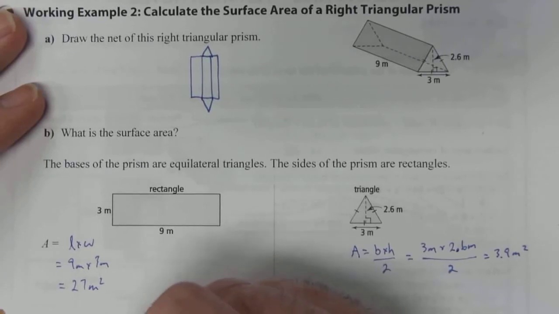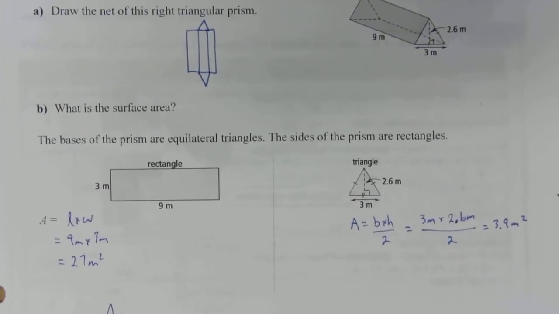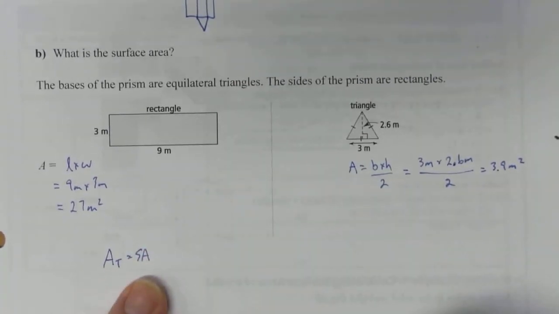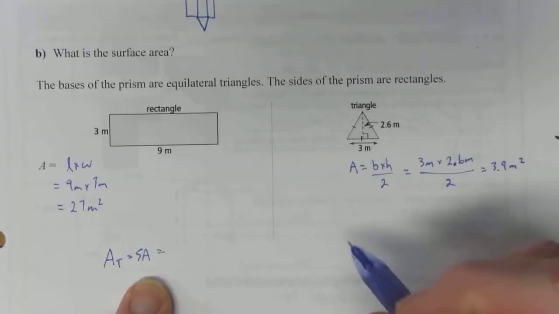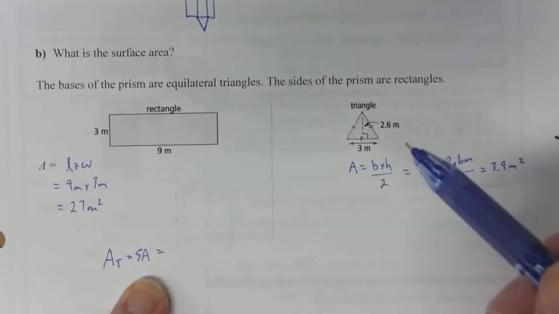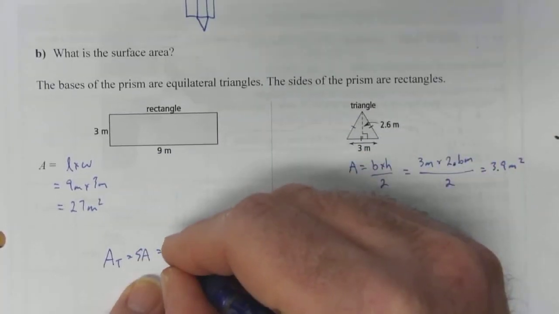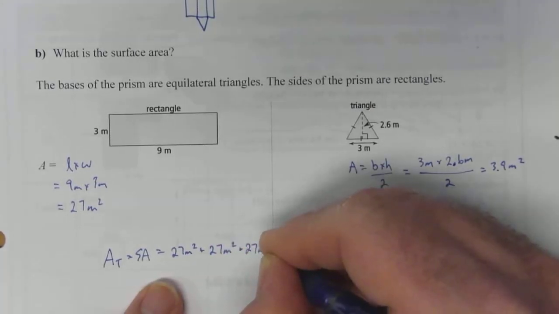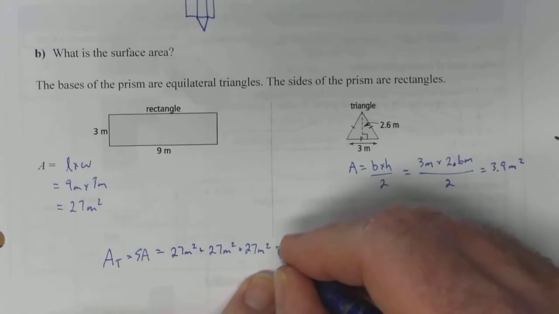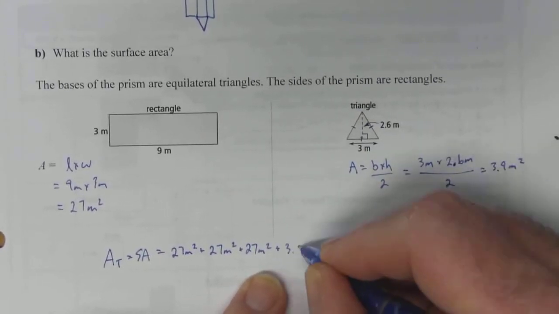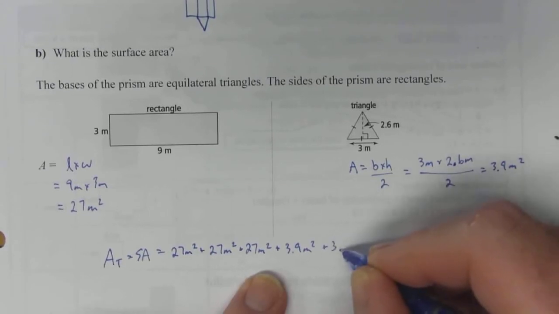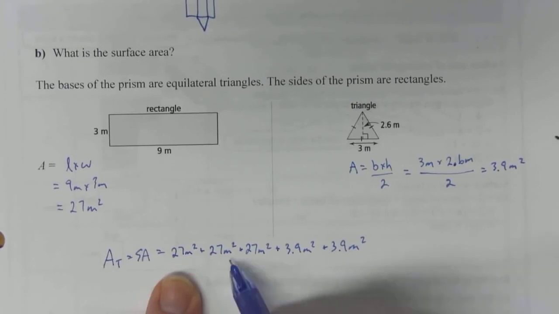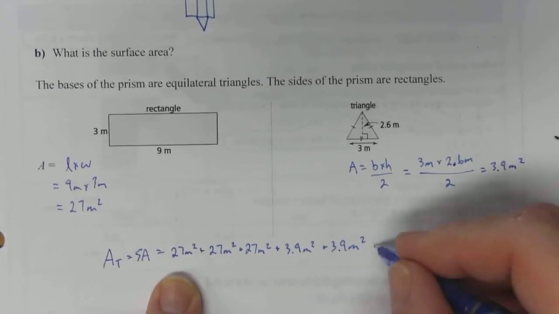So the total area, I'm using a T as a subscript, or you could say it's equal to surface area, either notation is frequently used, is equal to, we said there was 3 rectangles in our net, so we're going to have 3 of these rectangles at 27 meters squared each. So that's 1, 2, 3 of the rectangles, and then 2 of the triangles, 3.9 meters each. So those are the 5 numbers that we need to add together to get the total surface area for this shape.